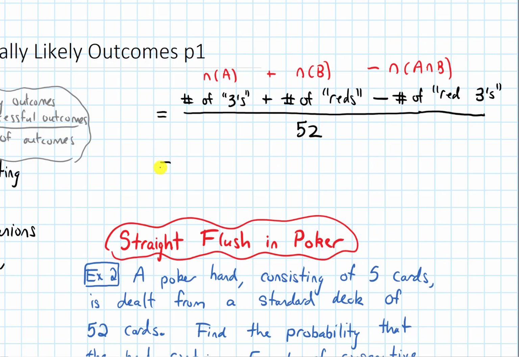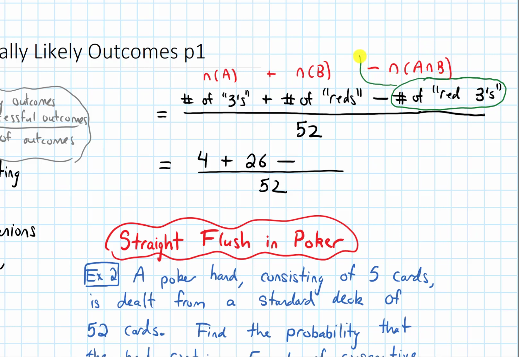And let's start to work out some of these things. The number of 3s we've already done. That's 4. Plus the number of reds, we've done that as well. That's 26. And then minus some missing number, and let's put the 52 on the bottom. And now let's work out, well, how many red 3s are there? Well, there's 2 red suits. There are the diamonds and there's the hearts.